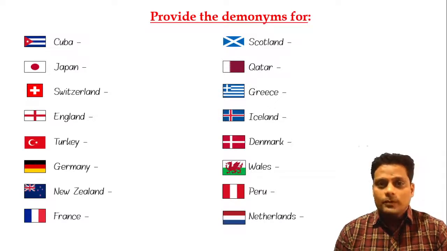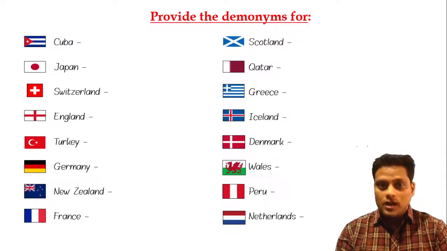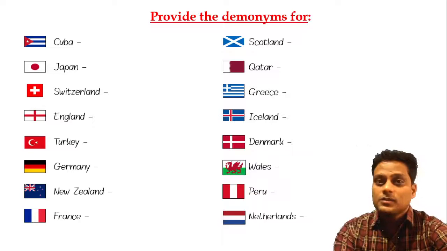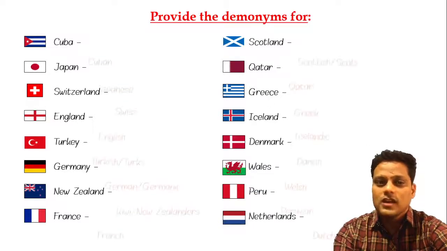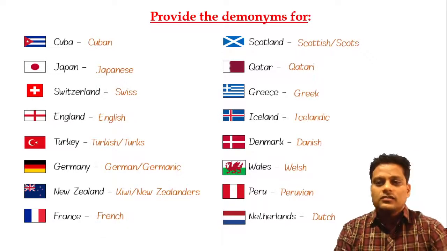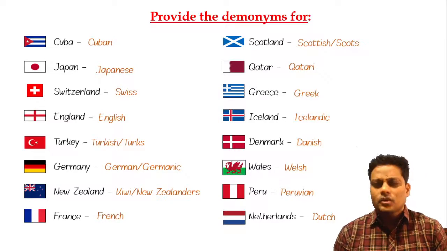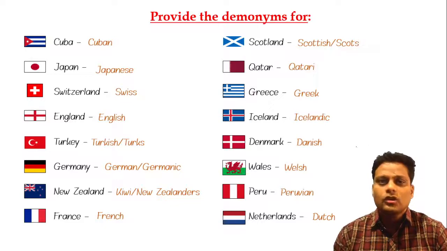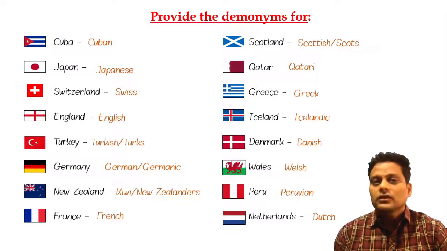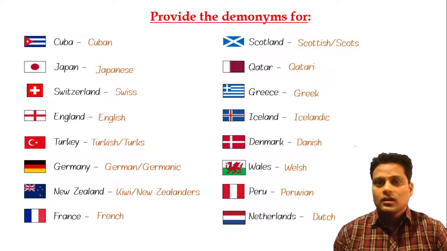All right, I hope that you had paused the video because now I'm going to reveal the answers. Please be honest guys, please be honest. Here are the answers. So Cuba, Cuban, Japan, Japanese. By the way, Japan is nice pronunciation, not Japan. I agree that they're proper nouns, but Japan, Japanese. Switzerland, it's Swiss. England is English. Turkey is Turkish or Turks.